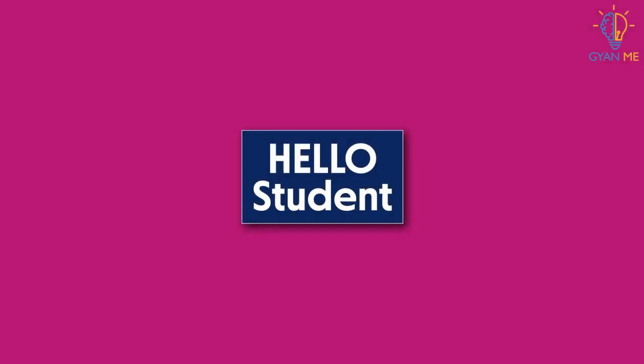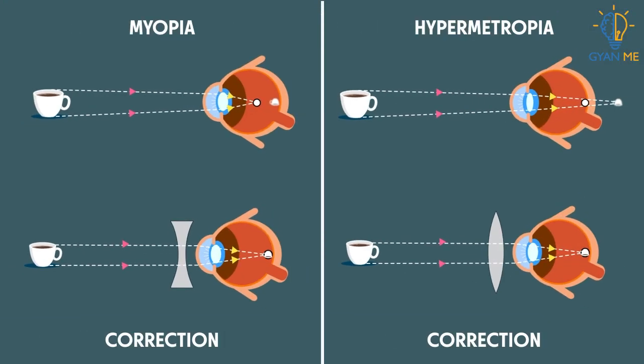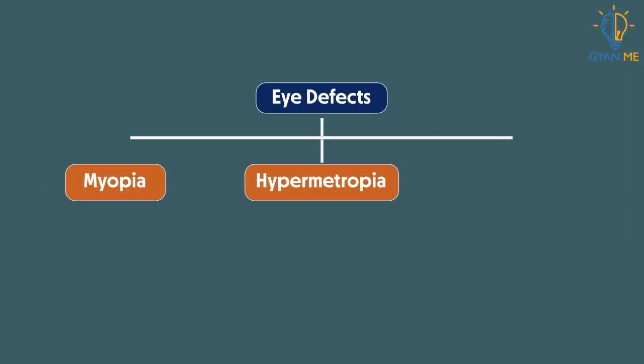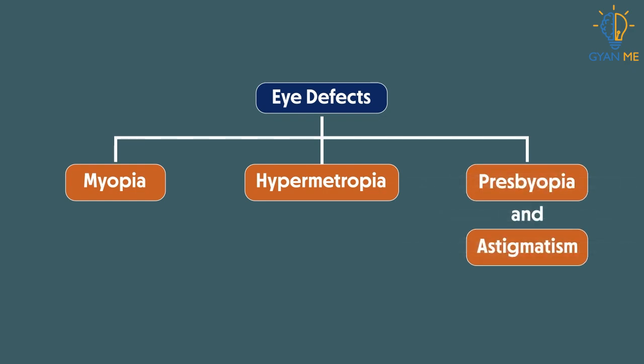Hello students. Previously we learned about myopia and hypermetropia and their corrections. There are a few more things to learn about eye defects. There are two more defects that we need to learn about: presbyopia and astigmatism.